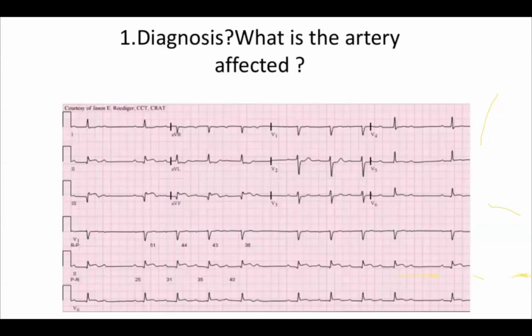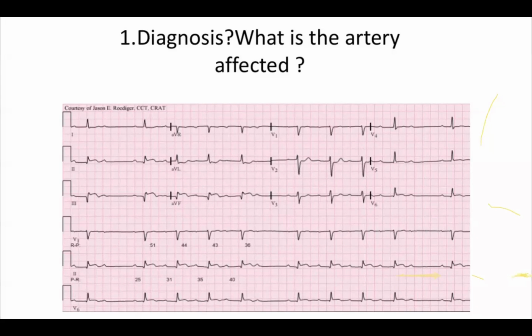Okay. So in your OSCE, as medical registrars, you are expected to identify ischemia. In your OSCE, there's a very high chance that you are being given an ECG with some sort of ischemia. So in this ECG, what do you see? And so the question is the diagnosis and what is the artery affected.